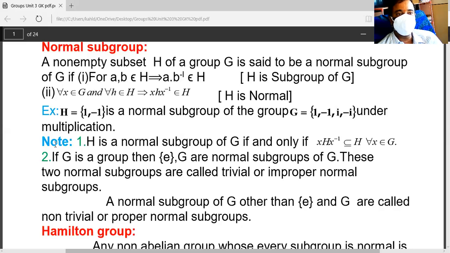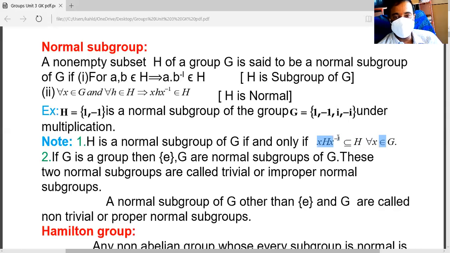We can learn some notes from the definition of normal subgroup. The first one is: H is a normal subgroup of G if and only if x H x inverse is contained in H for all x belonging to G. If H is a normal subgroup of G, then the condition x H x inverse contained in H holds, and if the condition x H x inverse is contained in H holds, then we say that H is a normal subgroup of G.